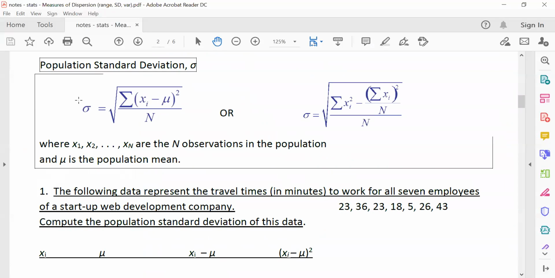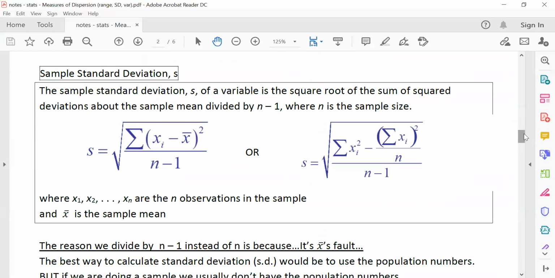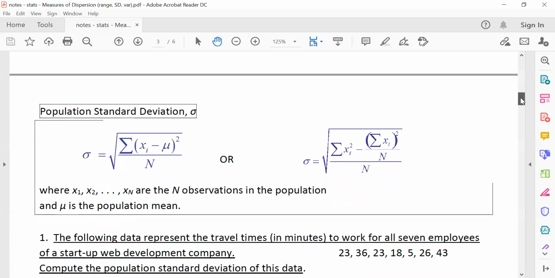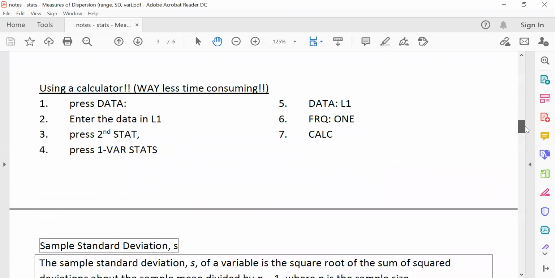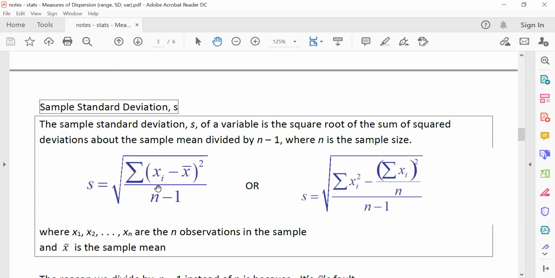There's going to be two types of standard deviation. You're going to have the population standard deviation, just like you had a population mean and a sample mean. Here, you're going to have a population standard deviation and a sample standard deviation. So notice the difference. The difference is very slight, but in the sample standard deviation, you're going to divide by n-1 instead of just n.